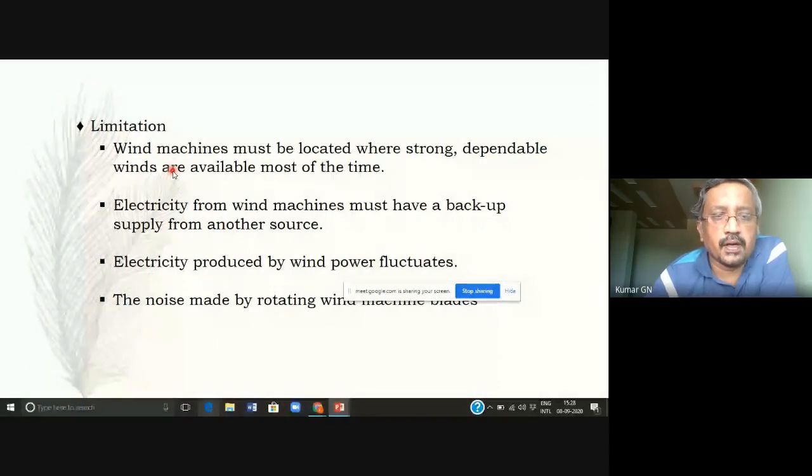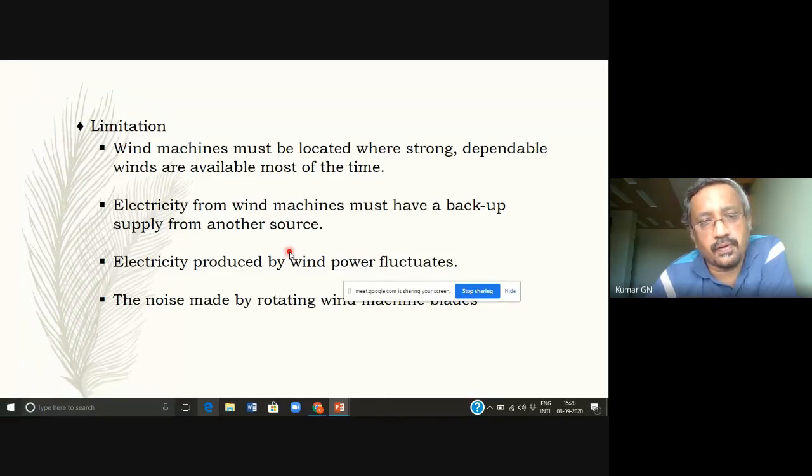It is based on the place. Electricity from wind machines must have a backup supply from another source. If you visit wind turbine power plants, you can observe there will be a generator for rotating the blade, because we cannot expect the wind velocity to be constant throughout 24 hours. The wind velocity fluctuates. Sometimes it will be stagnant, and for that we need another source. When we use another source, again it depends on fossil fuels. Electricity produced by a wind power plant fluctuates based on the velocity of the wind.